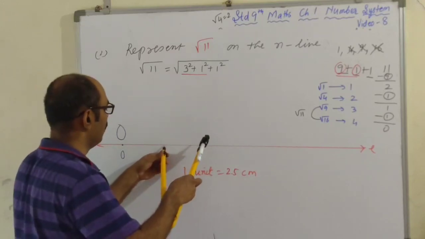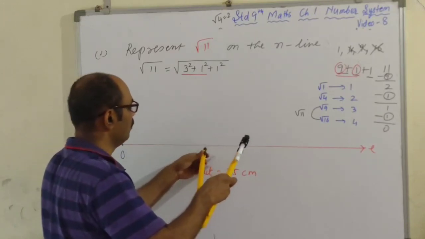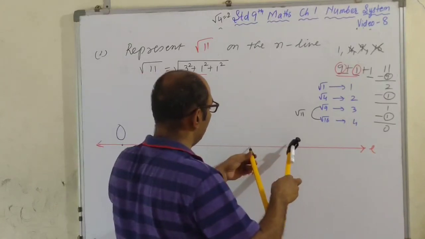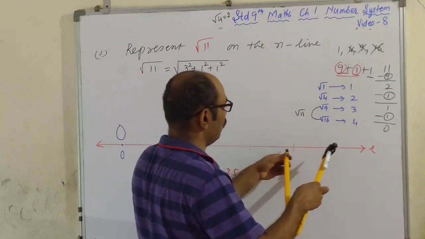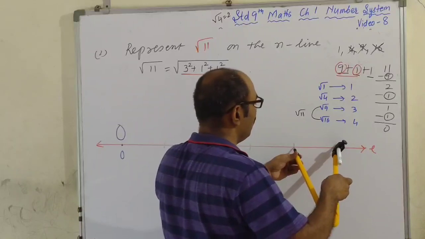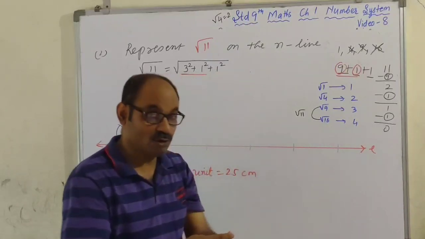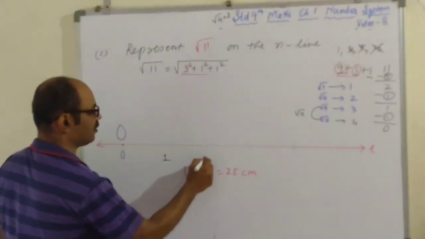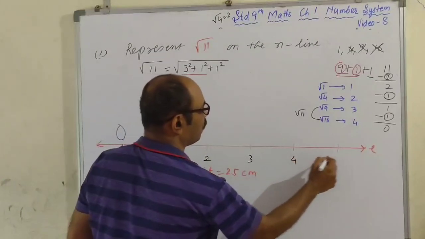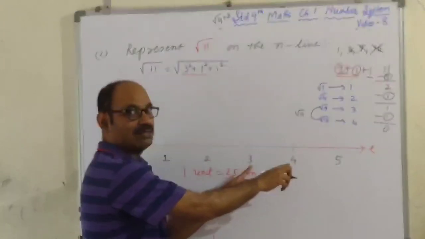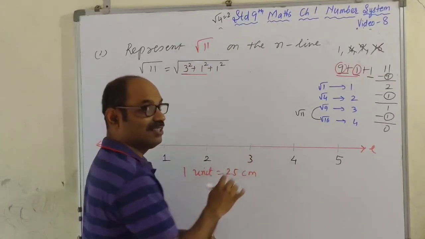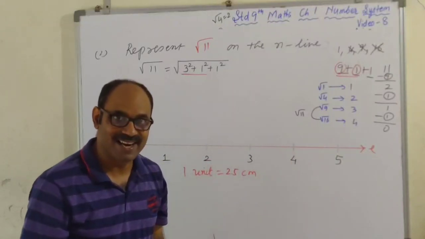1, 2, 3, 4. You may take one extra, 5. 3 और 4 तो नंबर लाइन पे चाहिए ही. So this is 1, this is 2, this is 3, this is 4, this is 5. So here you have 3 and 4 on the number line, and that root 11 will be between 3 and 4. Are you getting me, children?